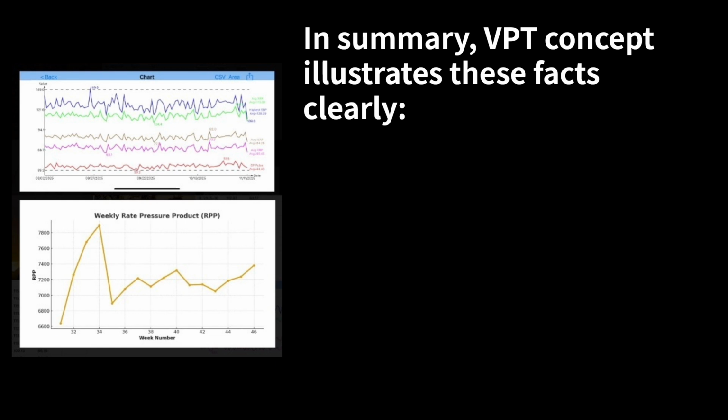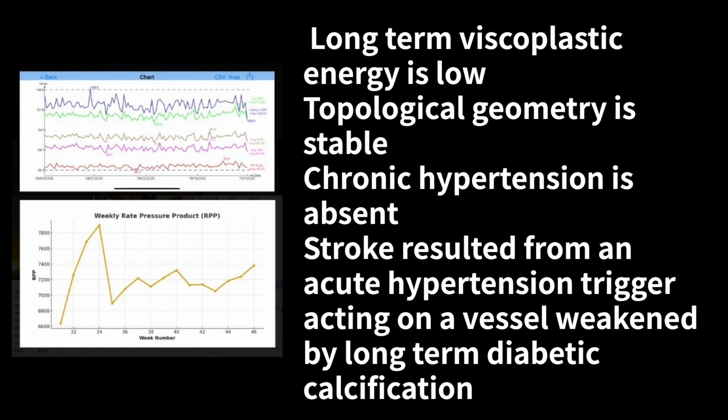In summary, VPT concept illustrates these facts clearly. Long-term viscoplastic energy is low. Topological geometry is stable. Chronic hypertension is absent. Stroke resulted from an acute hypertension trigger acting on a vessel weakened by long-term diabetic calcification.